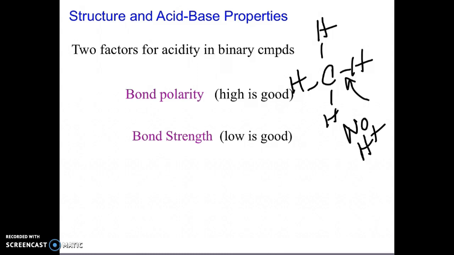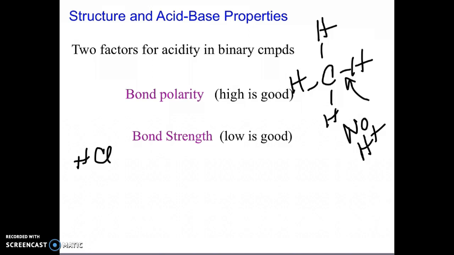But if you take a look at something like HCl, which looks like this, now the bond strength between the hydrogen and the chlorine is actually very low. It's going to want to dissociate completely in water. It's definitely a polar molecule. There are a lot of things that are coming into play there.